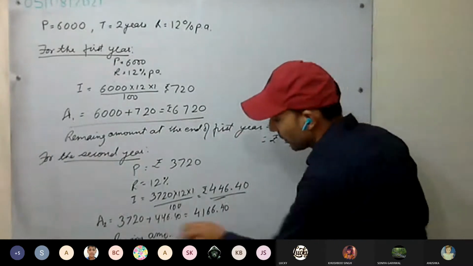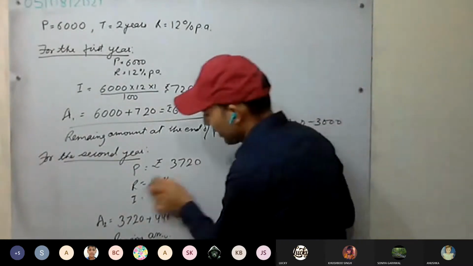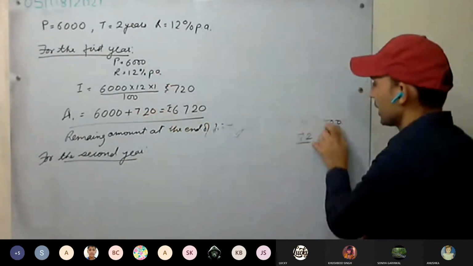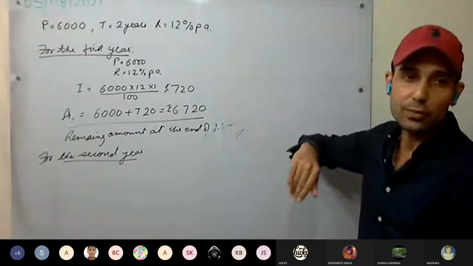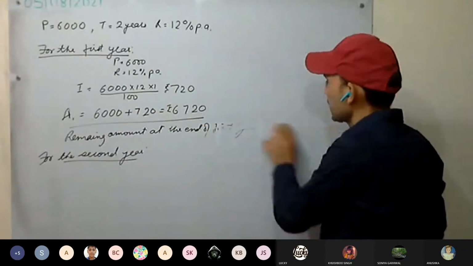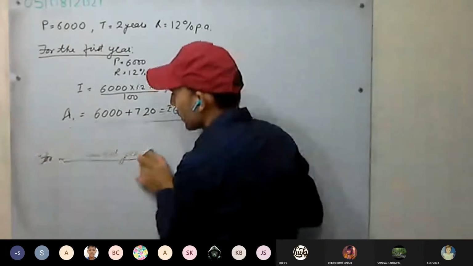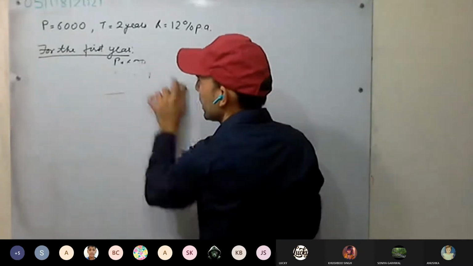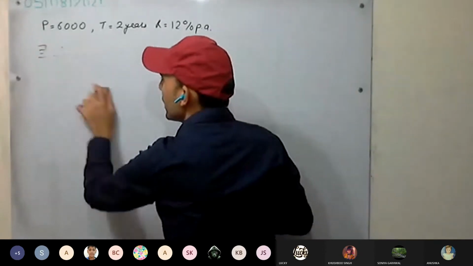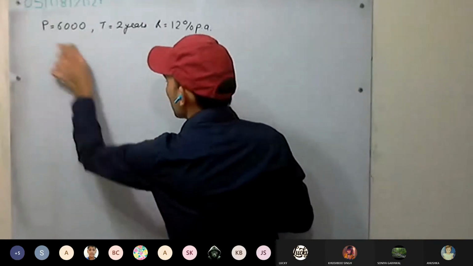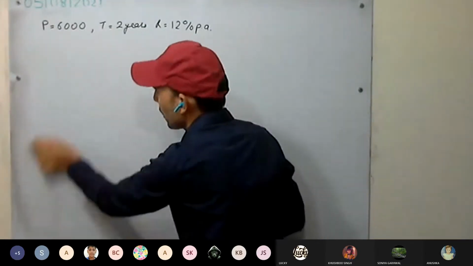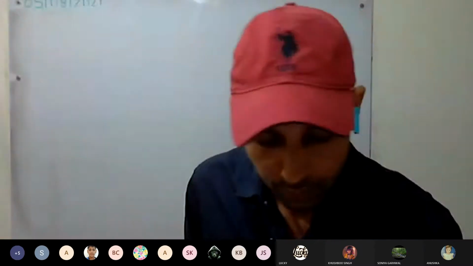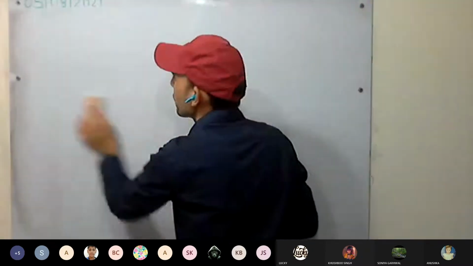Okay, now read the question. This time it is compounded half yearly. That means after each half year, that is after each 6 months, we have to calculate the interest. So we'll have the first half year, second half year. In 1 year there will be 2 half years. In 2 years there will be 4 half years: first, second, third, fourth half year. Okay, so read the question, everyone.